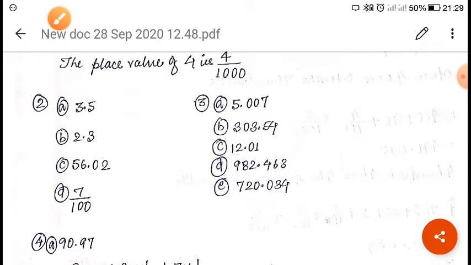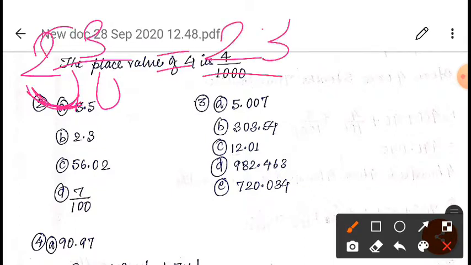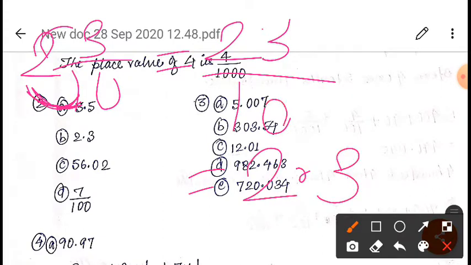One more example is there. The decimal notation of 2 3 by 10, okay. So we have to write this in decimal form. How can we write it? We know 2 into 10 is 20, 20 plus 3 is 23, right? So 23 divided by 10. So here we can write 2.3, okay.